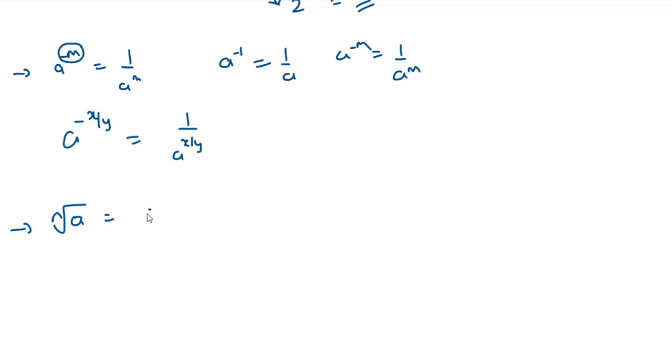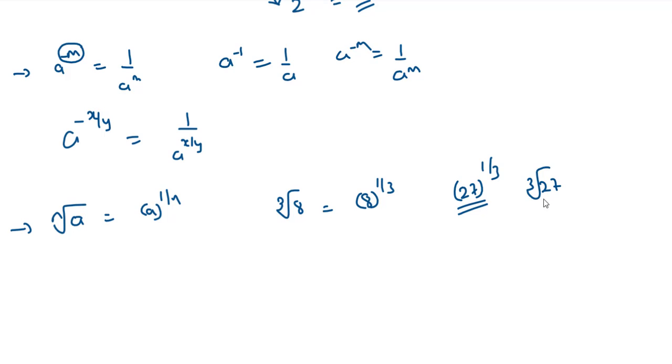Let us see now our next law, nth root of a. This can be written as a raised to 1 by n. Let us take one example, cube root of 8. This can be written as 8 raised to 1 by 3. Or if you have the representation as 27 raised to 1 by 3, then this means we have to find the cube root of 27. So in this way you can use this representation.